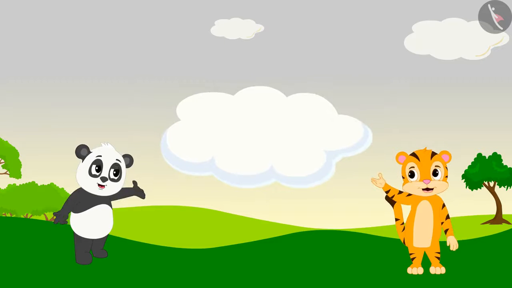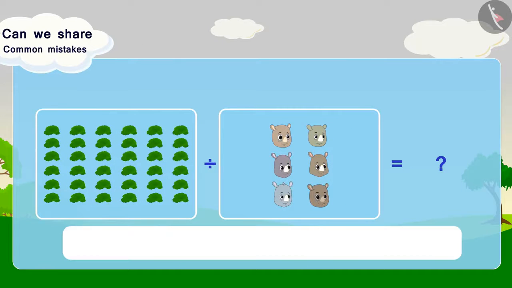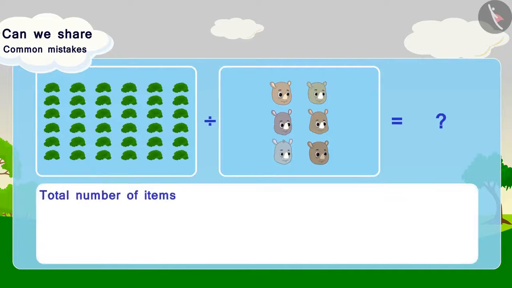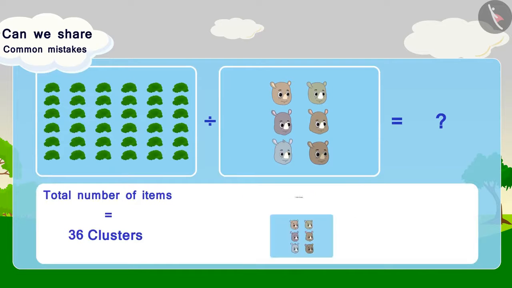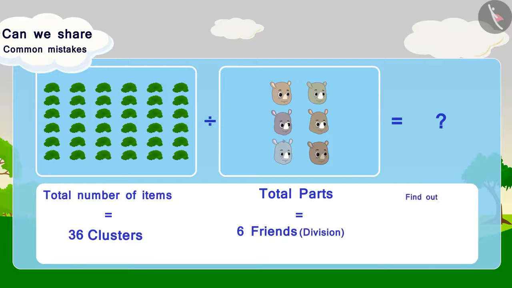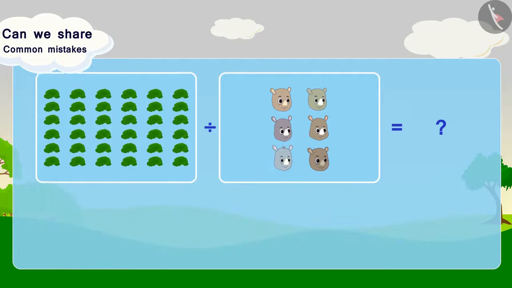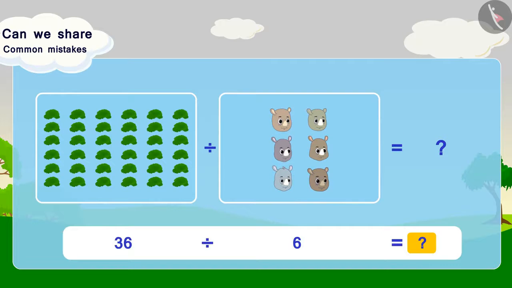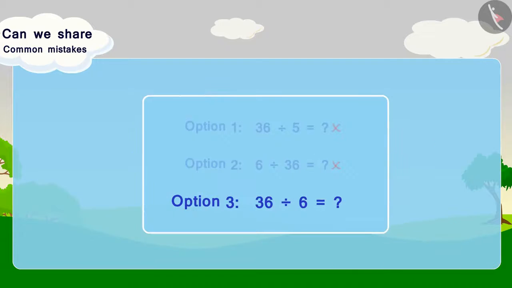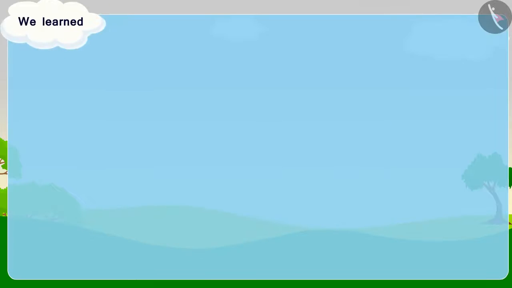Now let's look at option 3. We can write this option like this: 36 clusters divided among 6 friends is equal to how many clusters per friend per part? In this option, we have divided 36 clusters among 6 friends. Thus, it is the right option.